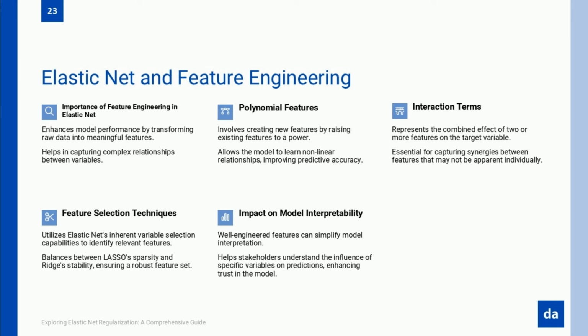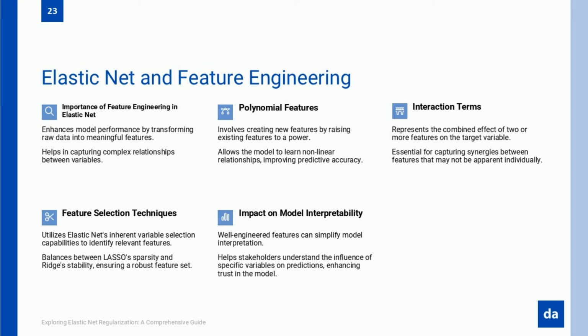Feature scaling is also critical. Elastic Net is sensitive to the scale of input data, meaning features with larger values, like income in dollars, can dominate smaller valued features, like interest rates in percentages. Standardizing the data by ensuring all features have a mean of 0 and a standard deviation of 1 ensures that no single variable skews the model's learning process.